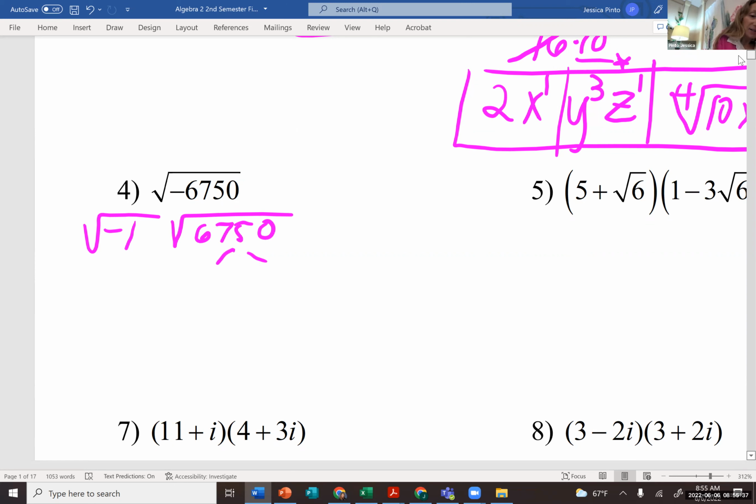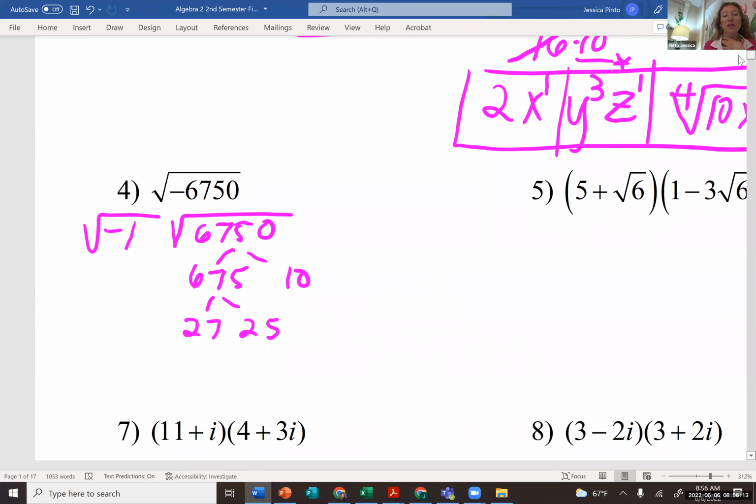So I don't want to wonder if 49. 6750. Nope. 6750 divided by 10 gives me 675. Well, 25 might be in there. Right? That's going to give me 27 and 25. Oh, wait, no, it's two. Let me do that again. 675 divided by 25. Okay, yep, I did that right.